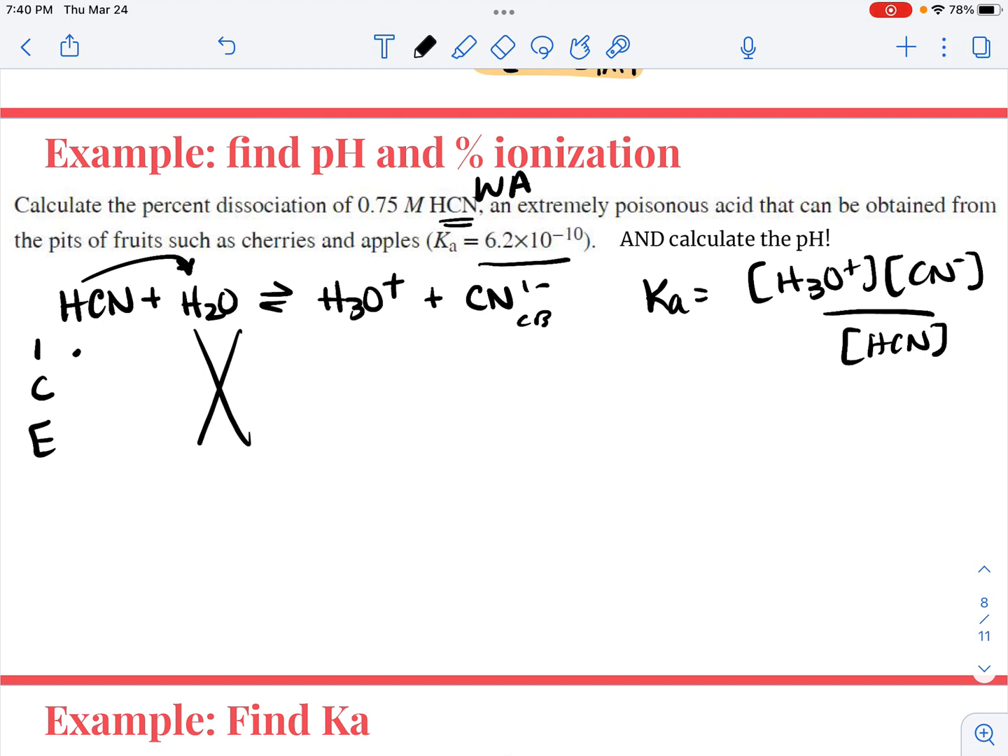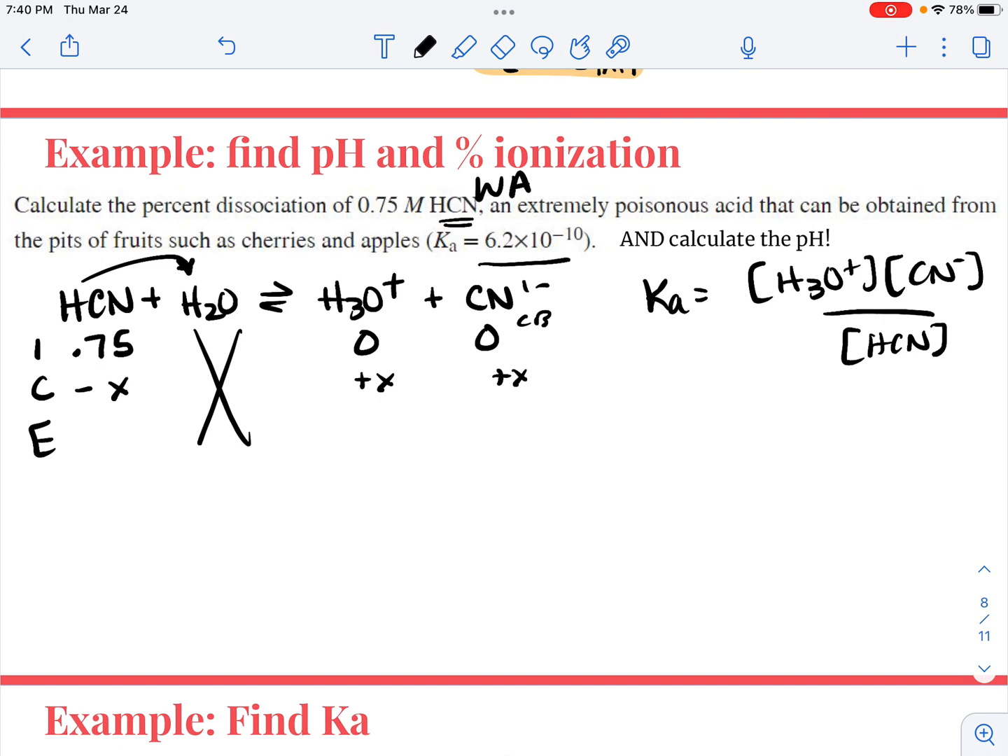My initial concentration of HCN is 0.75 molar, and that means that when I first put it in there, before it does anything, I have no hydronium, at least nothing appreciable. There's some from the water, but we ignore it because it's small enough that it doesn't make a difference, and no cyanide. This means that because I have zeros, my reaction is going to proceed toward the zeros. So this would be minus X, plus X, and plus X. And you're going to really like this because there aren't coefficients and exponents.